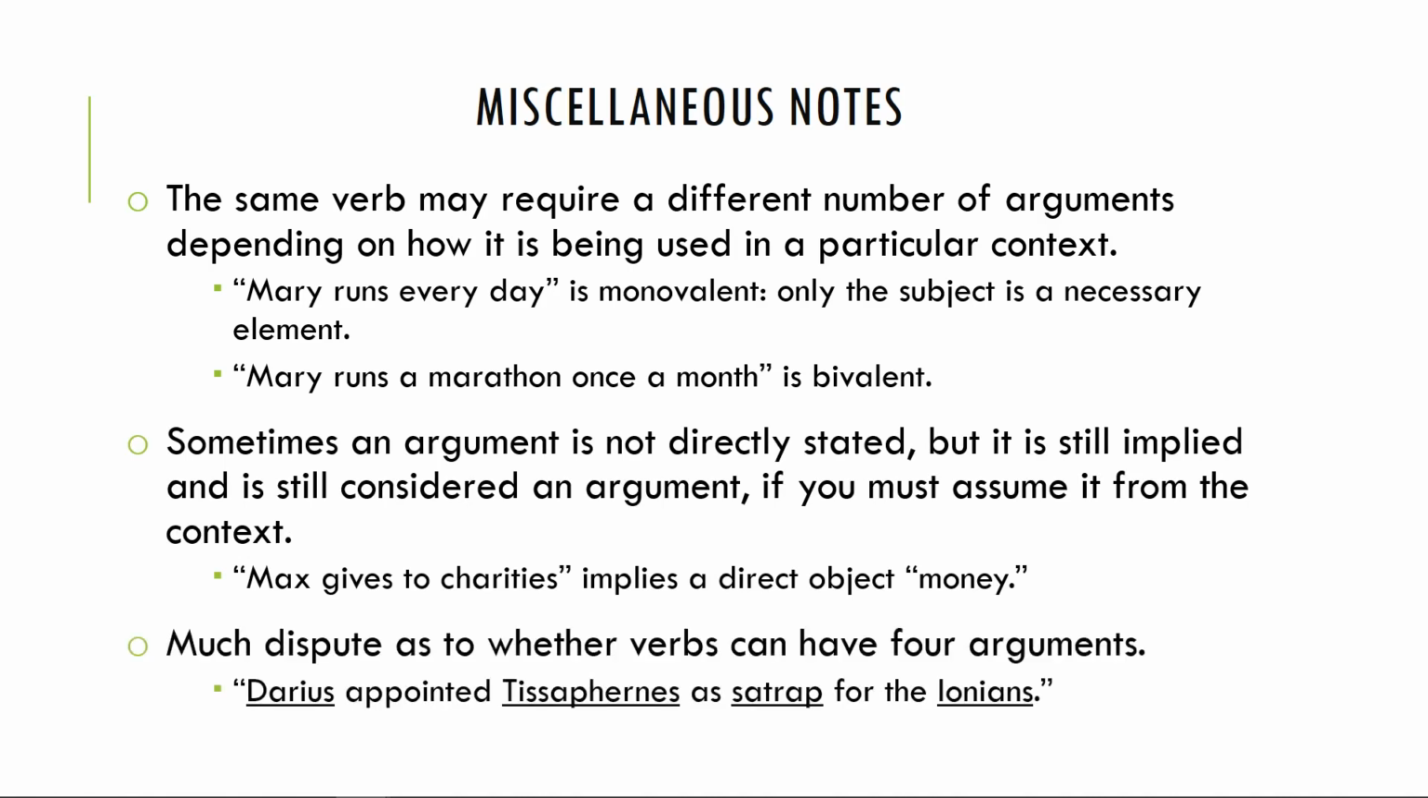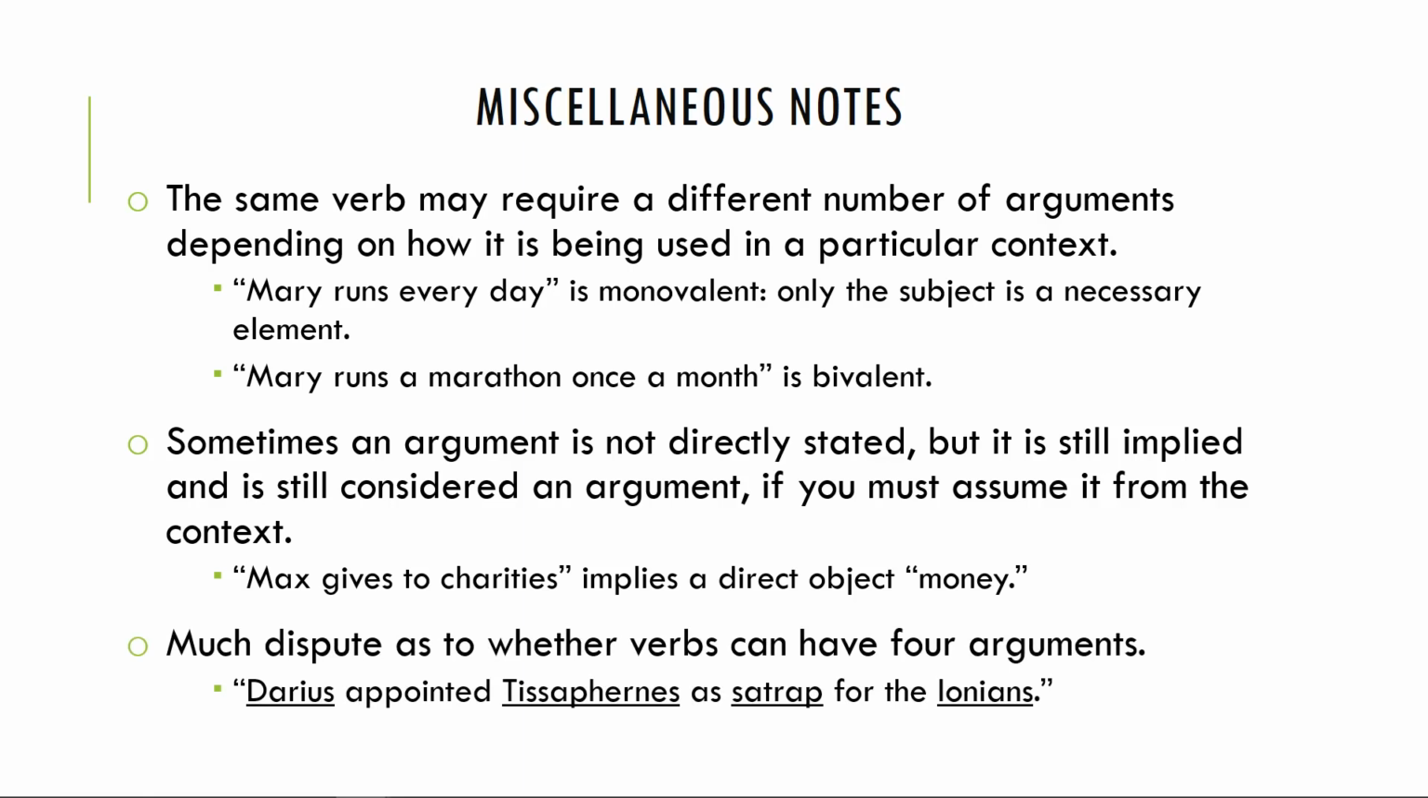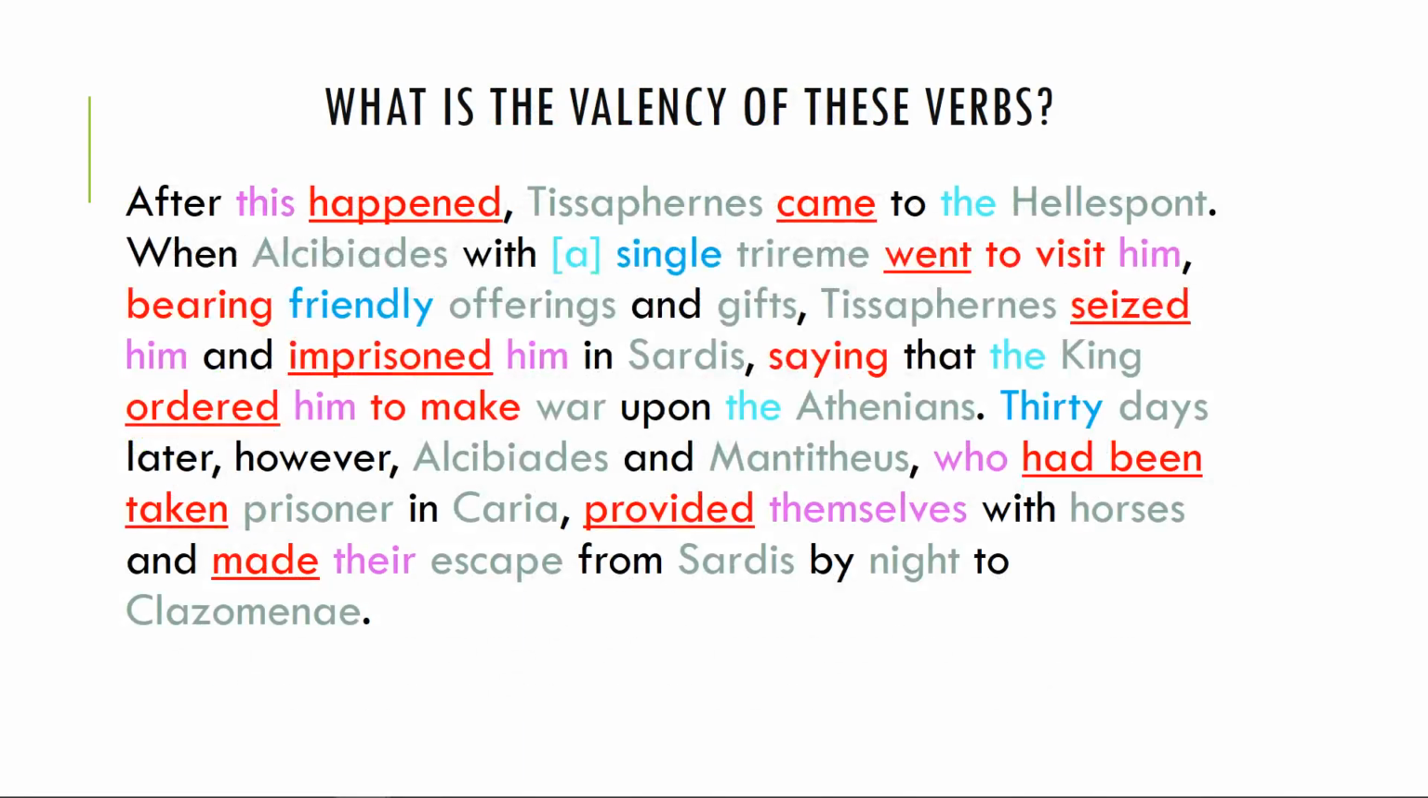And as I said, there's much dispute as to whether a verb can have four arguments, such as Darius appointed Tissaphernes as satrap for the Ionians. As satrap is something that we would call a complementary object. You make somebody something. And it's hard to know how that's different exactly from a necessary argument, but my best expert, Harm Pinkster, says three is all you can have. So that's where we go.